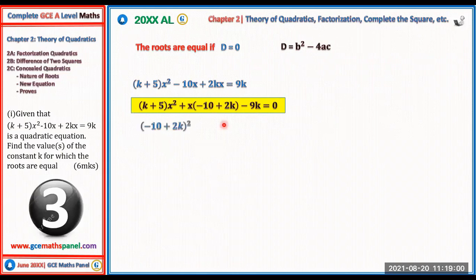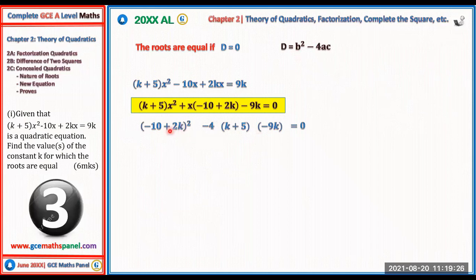So the next thing now, following this condition that the discriminant should be equal to 0, because they say that they want the roots to be equal. For the roots to be equal, the discriminant should be equal to 0. So we have b squared, this term squared, minus 4 times a, our a is k plus 5, times c, as c is minus 9k, should be equal to 0.